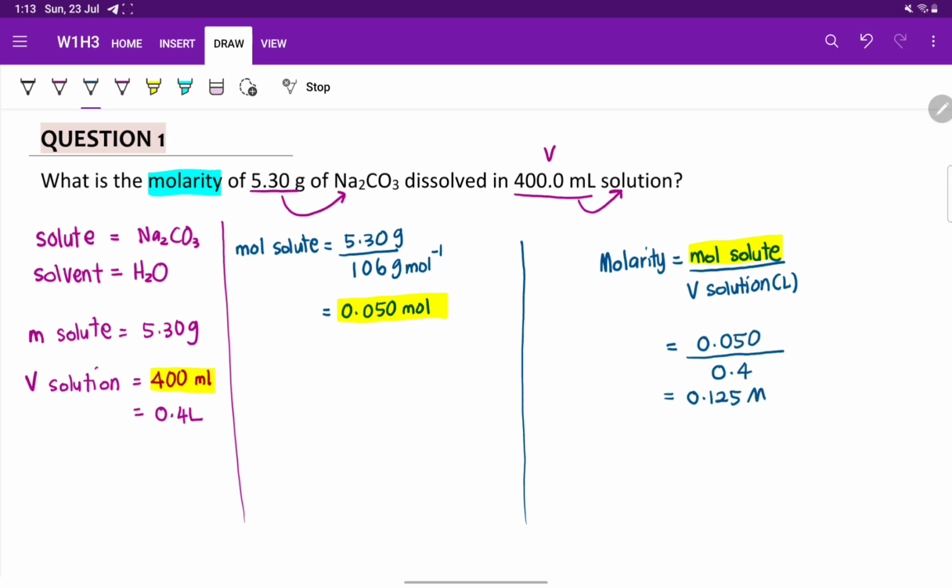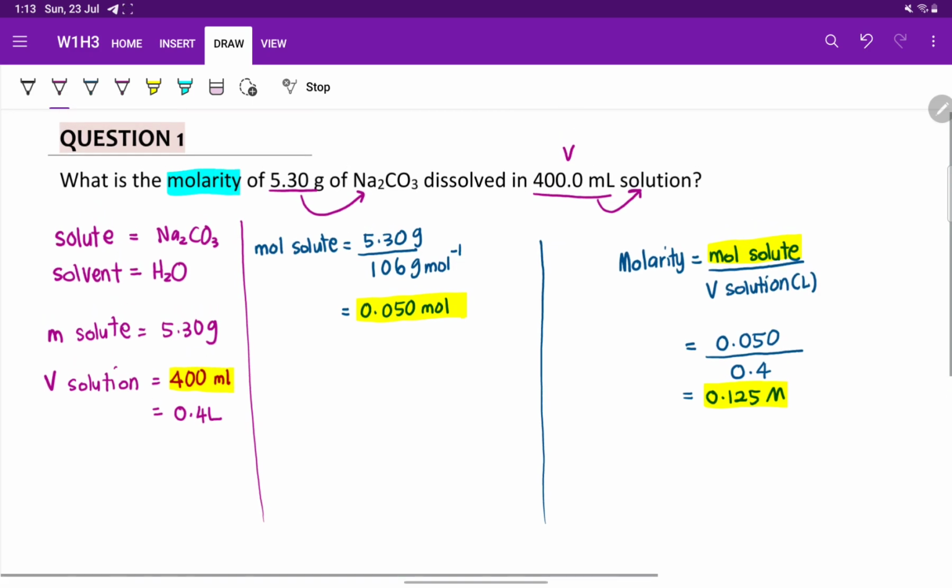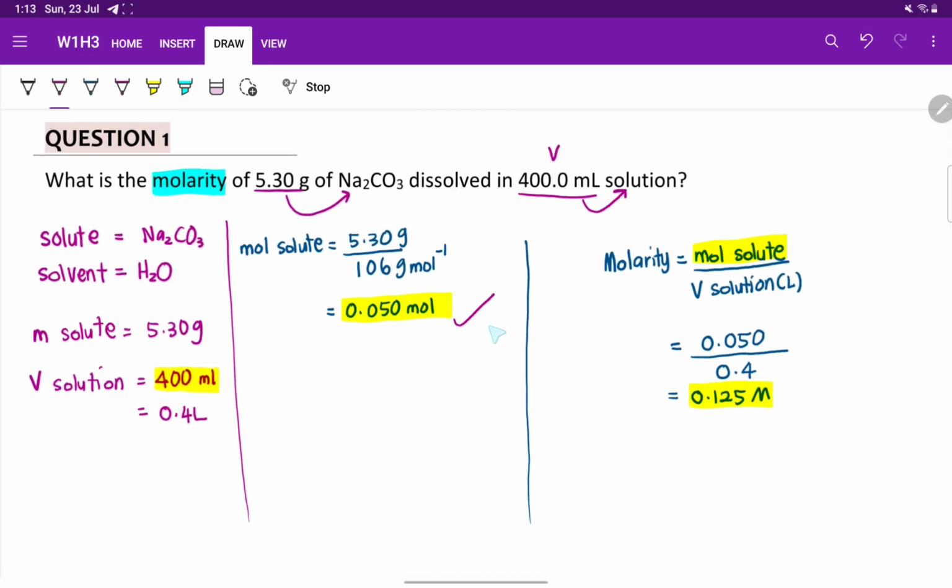molar. Okay, jadi the final answer over here, it must be with correct unit. So, in exam, markah yang akan diberi dekat sini, okay, so when you find the mole of solute, awak akan dapat satu markah. Kemudian awak cari dekat sini, final answer over here, you're going to get another 1 mark. So, this is for question number 1.